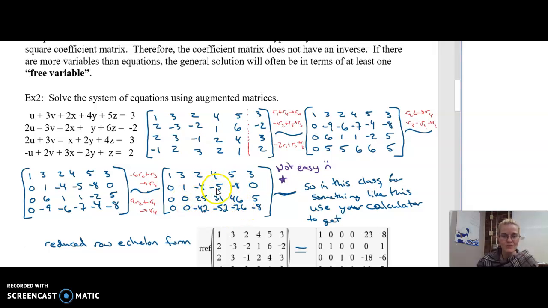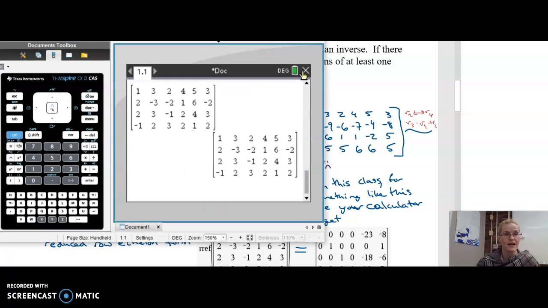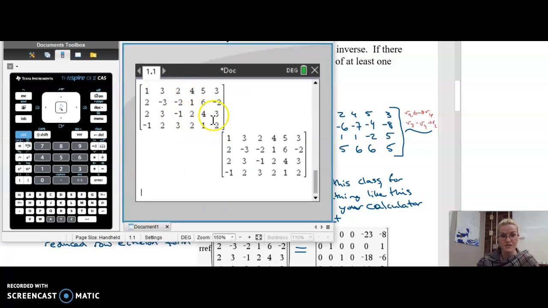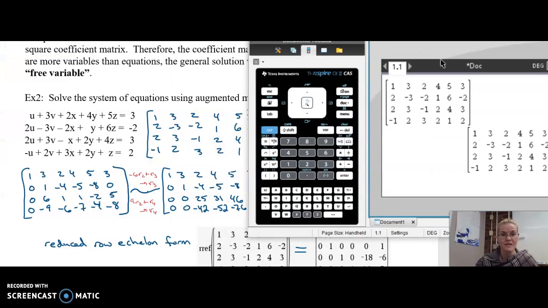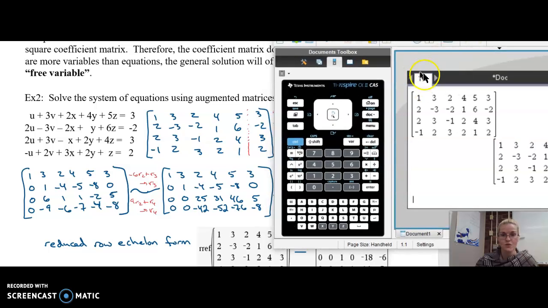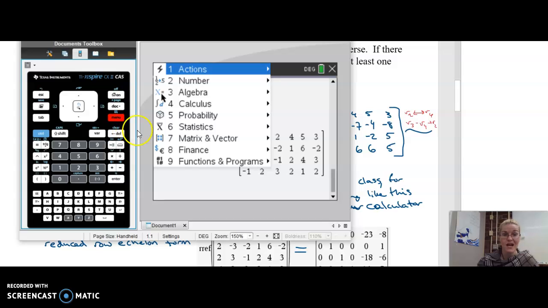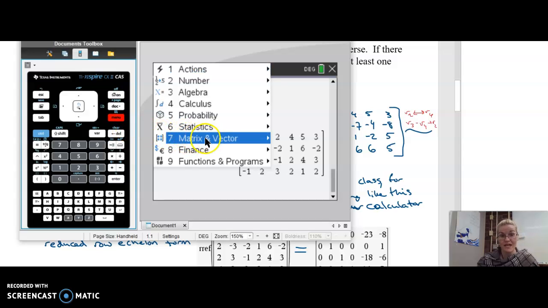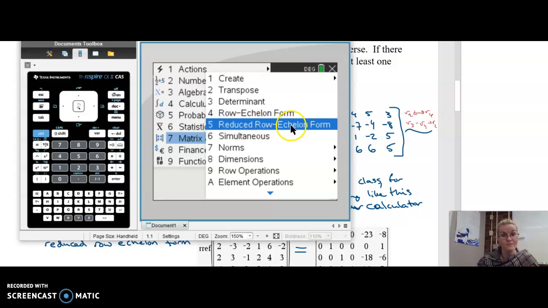So what do we do? Go to your calculator. I want to show you how you would use your calculator. In class before, we've talked about how to use our calculator to create a matrix. So what I have here is I just went ahead and put in my augmented matrix, right? You can see I've typed in my augmented matrix. And now if I want to put this matrix in reduced row echelon form, I'm going to come over here to menu. I'm going to choose the matrix and vector category, and then I want reduced row echelon form.